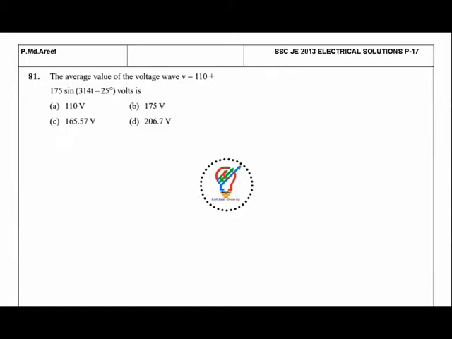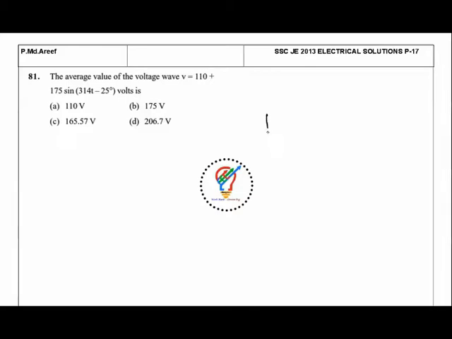Welcome to part 17 of SSC JE 2013 Electrical Solutions. The question is, the average value of a voltage wave V is equal to 100 plus 175 sine 314t minus 25 degrees volt is. So here, if you measure the voltage with a PMMC instrument, it measures only the average value.